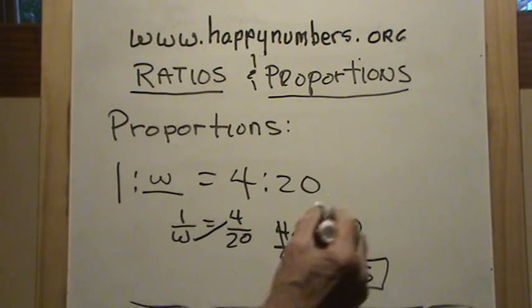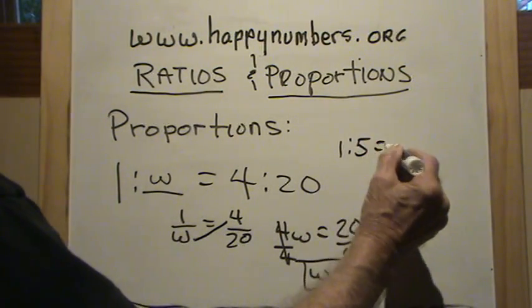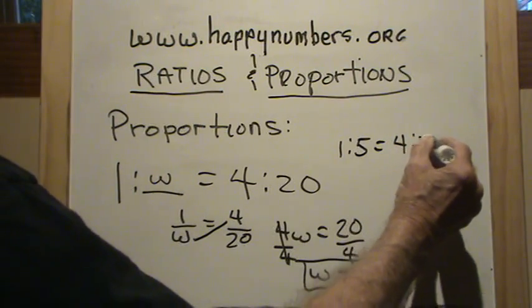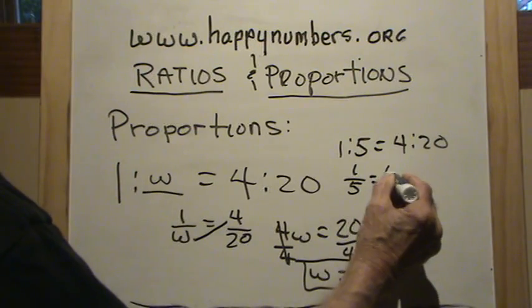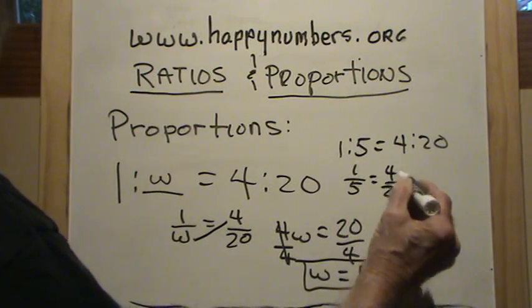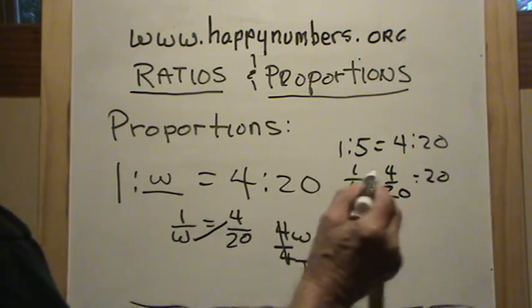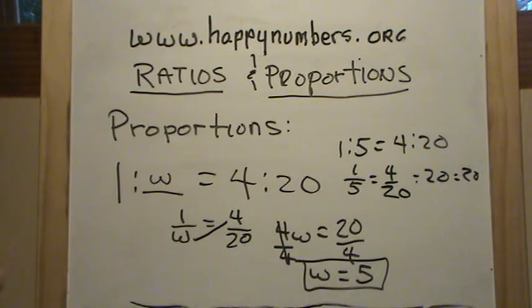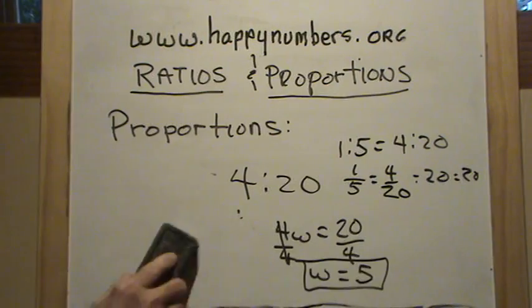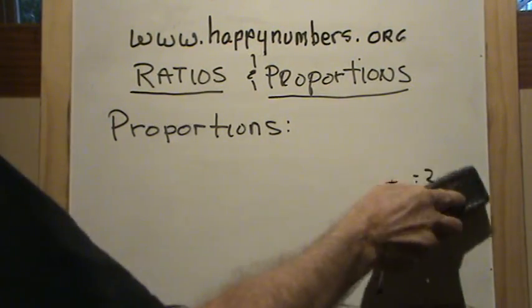So we've solved, and we've said W is 5. Let's put W back into our proportion. 1 is to 5 as 4 is to 20. Let's see if that's so. 5 times 4 is 20. 1 times 20 is 20. So our solution is correct. Excellent. Put another problem up for you.